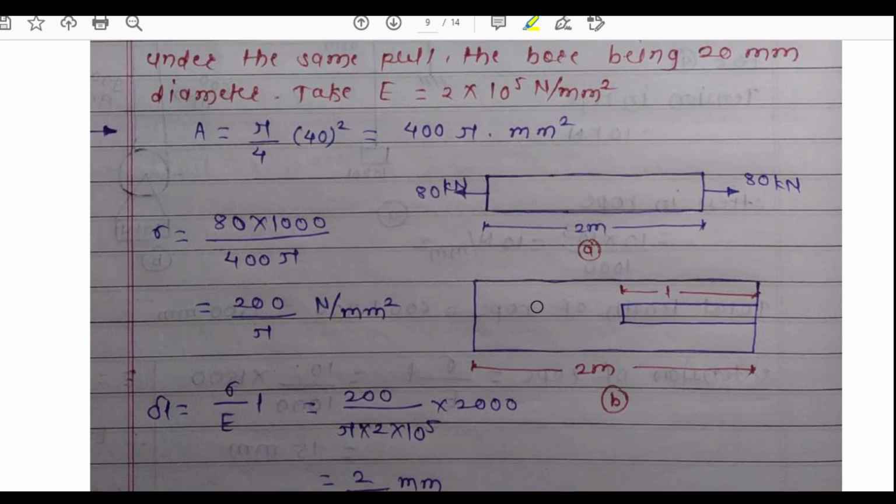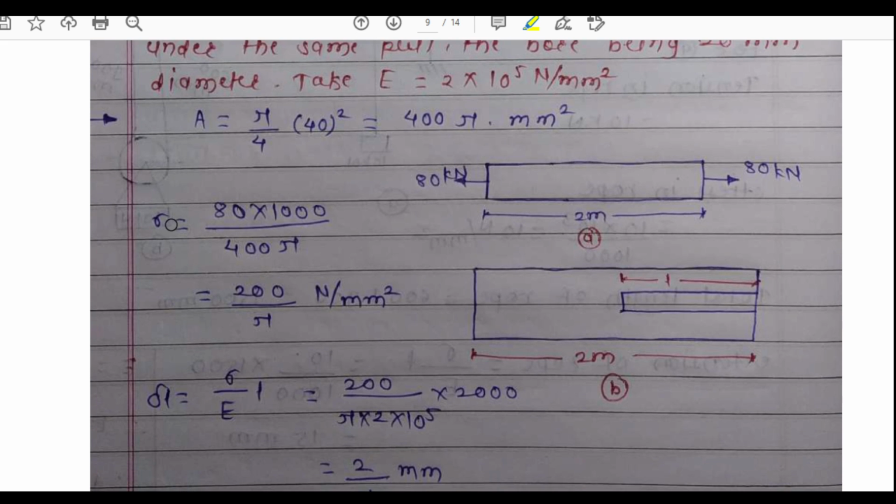So for the area we can take D equals 40 and the area will be pi by 4 D square, that is 400 pi mm square. Now they have told us that the pull force of 80 kilonewton is acting. Here we can see that 80 kilonewton pull force is acting at both ends of this rod, and we have to bore centrally a bar.